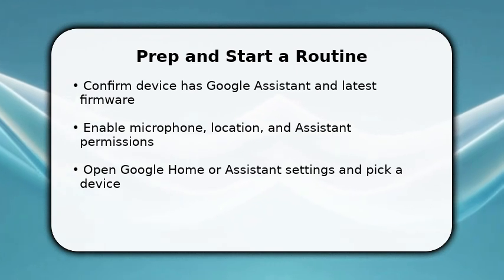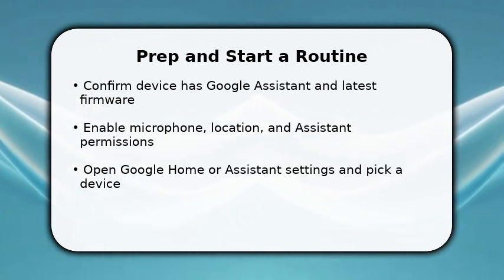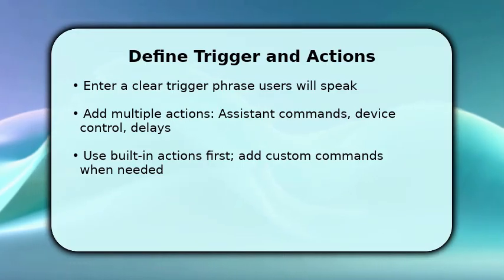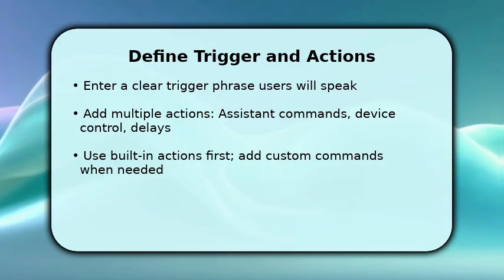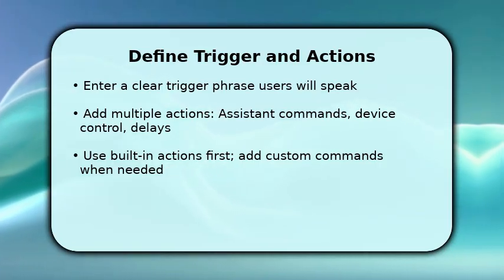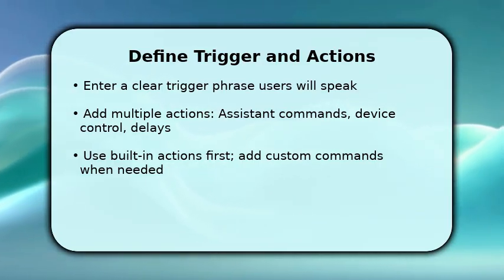Next, define the trigger phrase and stack actions in order. Say the phrase aloud as the true test. Short and distinct phrases work best. Then add actions. Assistant replies, smart home controls, media, or a webhook.